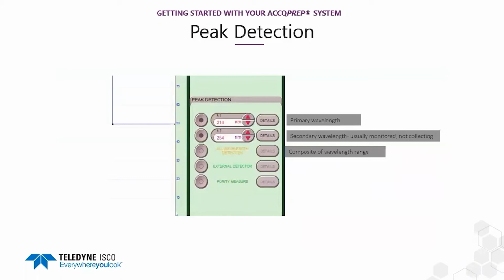There are several basic detection options. The ACCQPrep HPLC uses a photodiode array with detection on 2 wavelengths. There is a primary wavelength, a secondary wavelength, which usually is not configured for fraction collection, and all wavelength collection, which is a composite signal of all of the wavelengths. If you have both a mass spectrometer and an ELSD detector, you might have only one single wavelength collection, as well as the all wavelength collection.